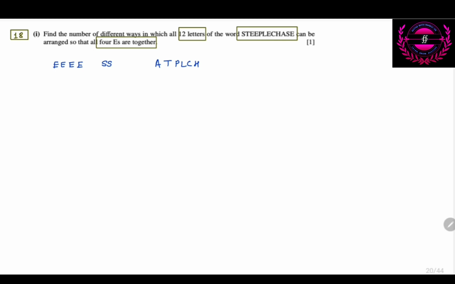So I have to take all these E's as 1, or together. So this is 1, and here I have 2, and this is 6. Total number of letters becomes 6 plus 2 is 8, plus 1 is 9. So total number of ways is 9 factorial divided by 2 factorial. This is for 2 S.